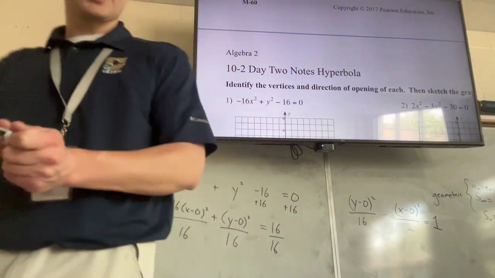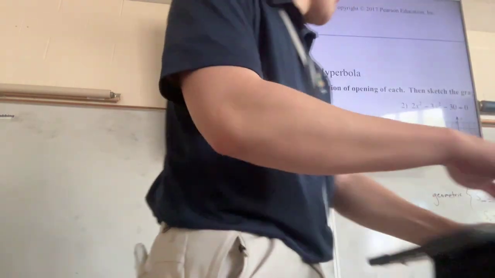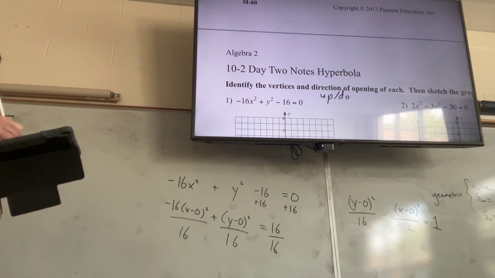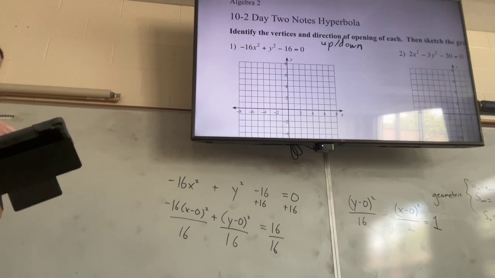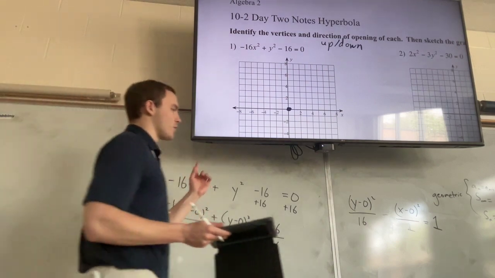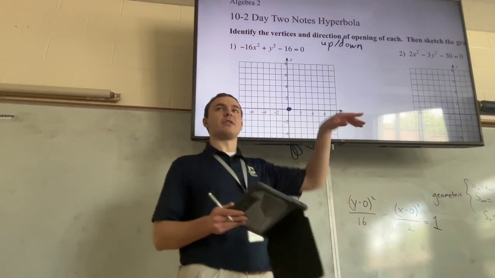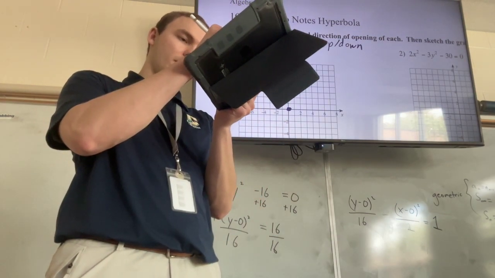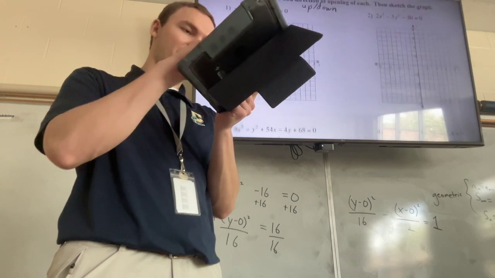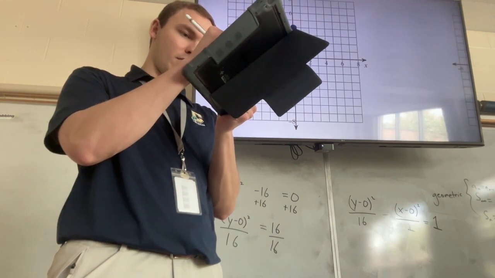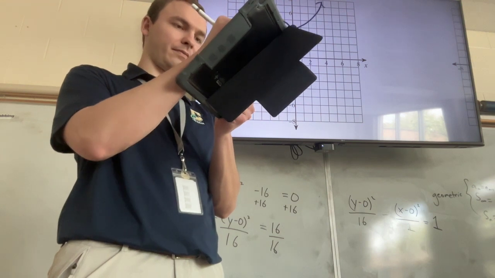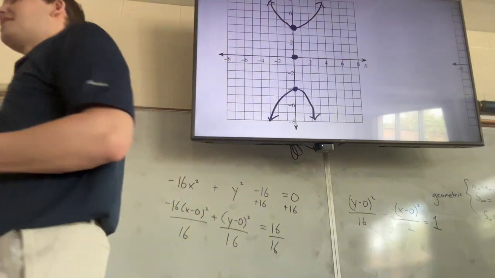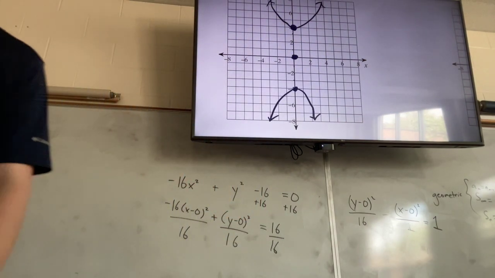Okay. So which term comes first there? The y. Yes. So it's going to be up or down or side to side? Up and down. What's my center? 0, 0. What's the number underneath my y? Square root of 16 is what? 4. So I go up 4: 1, 2, 3, 4. And I go down 4: 1, 2, 3, 4. Ugh, I love conic sections. Look at that conic section right there. Look at that hyperbola. Do you guys know why they're called?